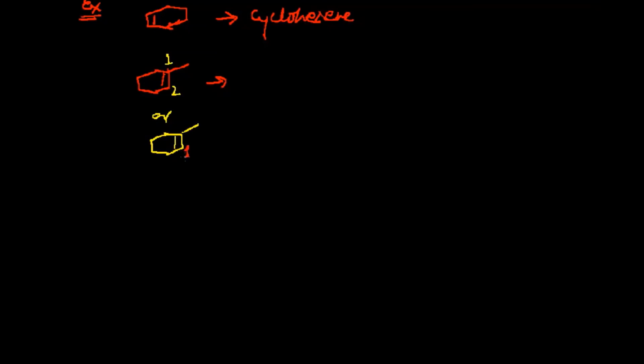This is 1, this is 2. Since in this case the lowest number is given to the alkene and the substituent as well, this is the right way of numbering, and therefore its name would be, since at 1 it is a substituent, we can write 1-methylcyclohexene.